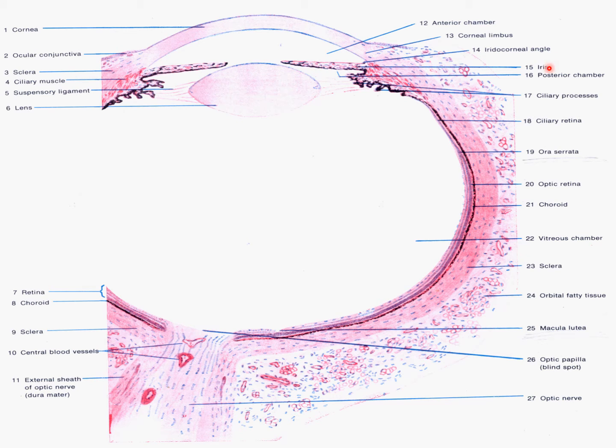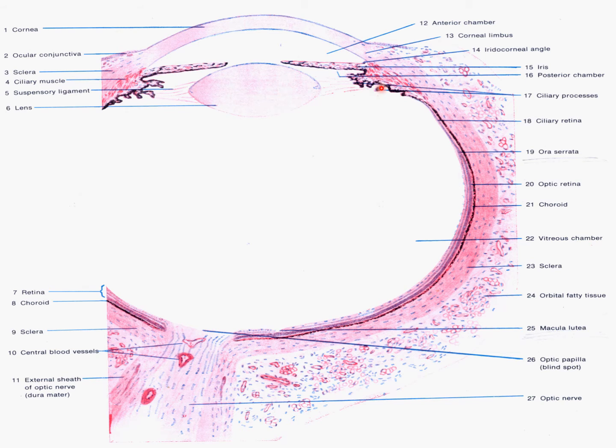Here this one is the iris, and this part is called the anterior chamber. Here this is called the limbus, because the junction between the cornea and sclera is the corneoscleral junction, also called the corneal limbus. Here there is an iridocorneal angle. This angle is formed by the iridocorneal angle.